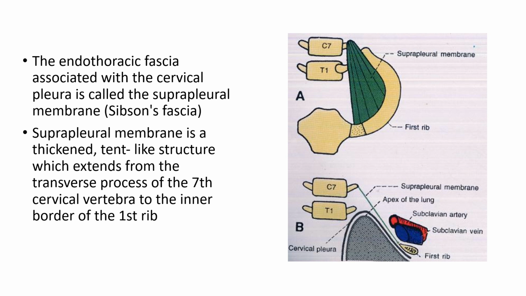The cervical pleura is covered by a firm membrane, which is basically the endothoracic fascia, and here it is called the suprapleural membrane or Sibson's fascia. It is like a tent which covers the cervical pleura and extends from the transverse process of the seventh cervical vertebra to the inner border of the first rib.